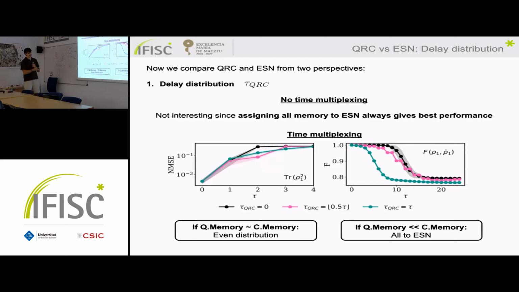Whereas in this linear task, representing the fidelity, we can see how the best case is setting all the memory to the classical part. And this is because the classical memory is much larger than the quantum memory. So it also depends on the size and the performance of each component of the hybrid.